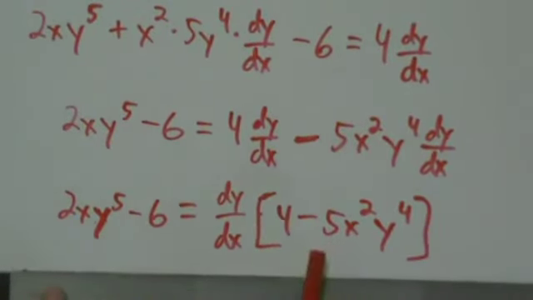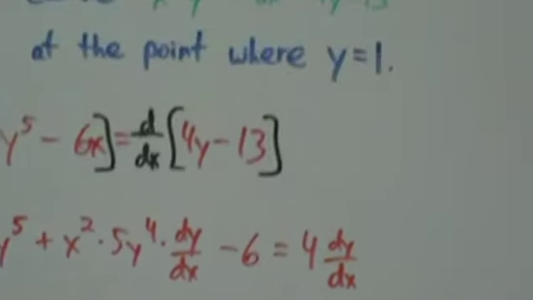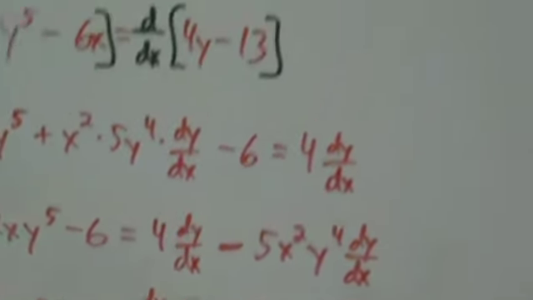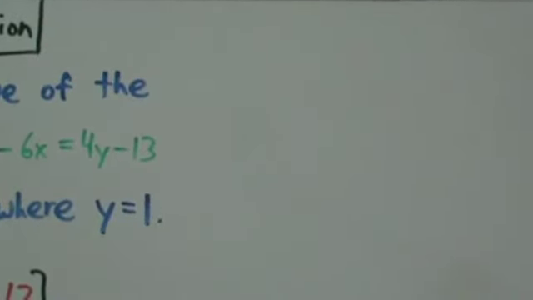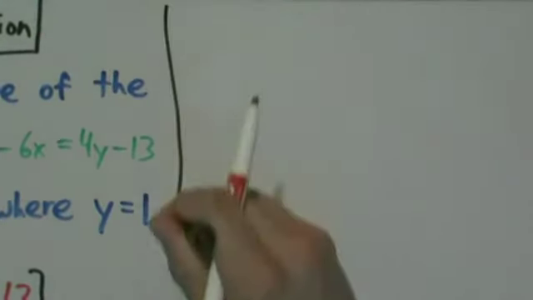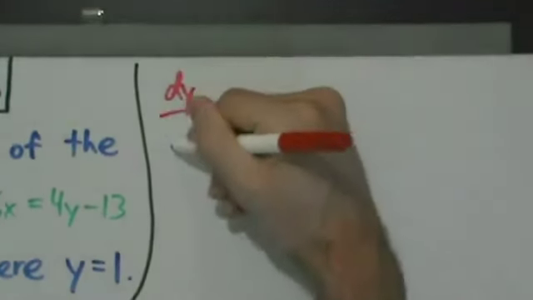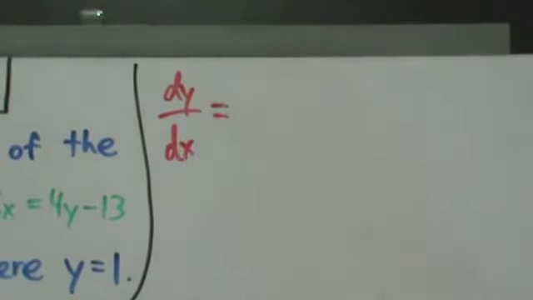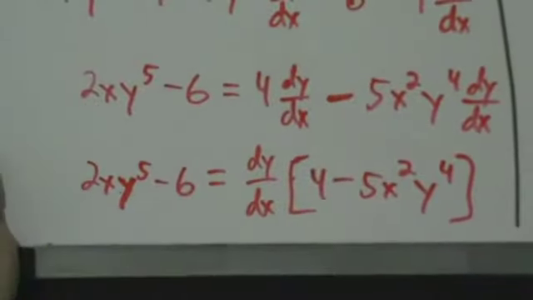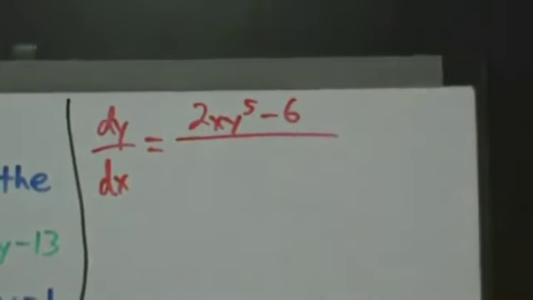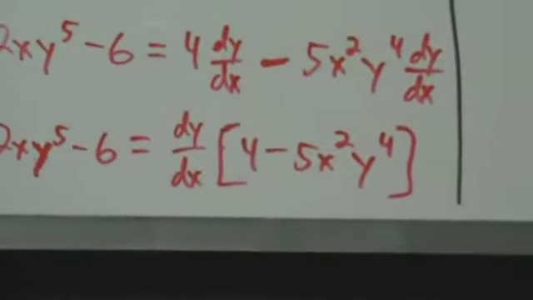So now just divide both sides of the equation by this, and then that'll be our answer for dy dx. So let's go ahead and do that. We divide both sides of the equation by 4 minus 5x squared y to the fourth, and we're going to have, let's section this off just to make it easier to read. So we're going to have dy dx equals, what was over here? Over here we had 2x y to the fifth minus 6, all divided by 4 minus 5x squared y to the fourth.